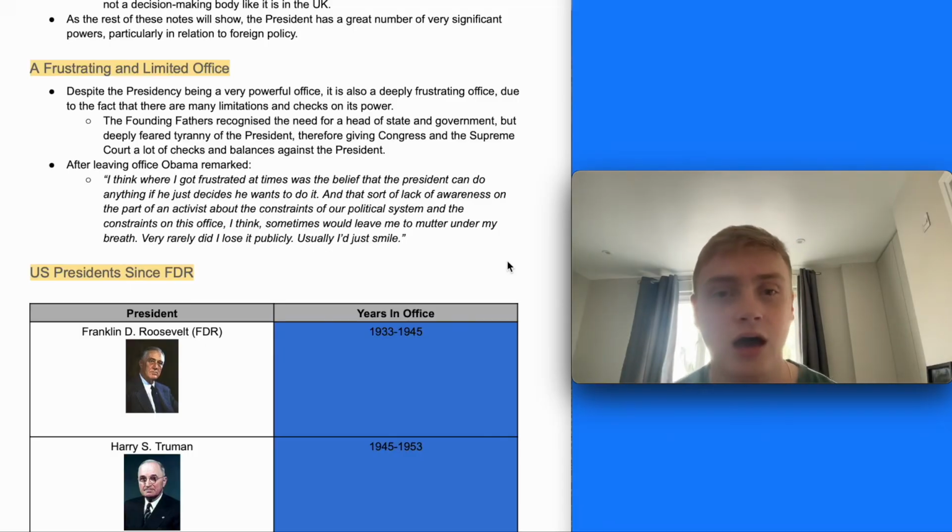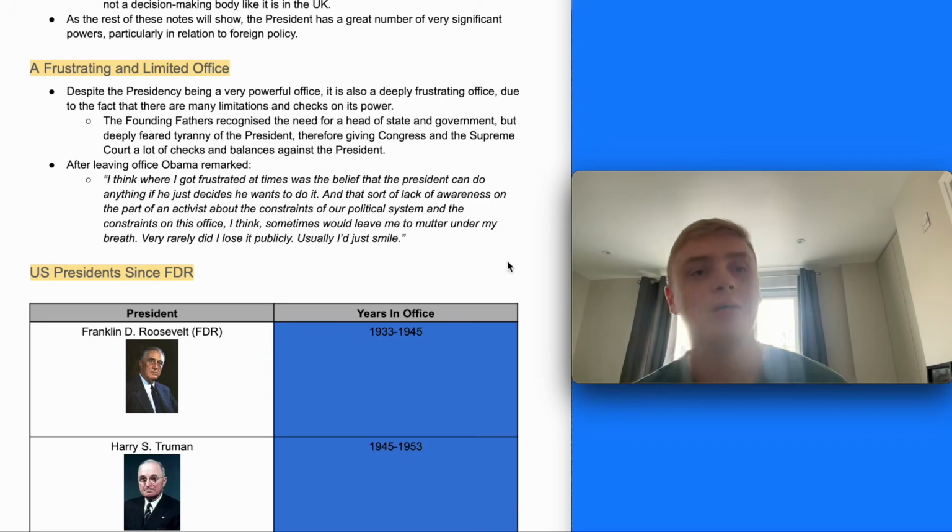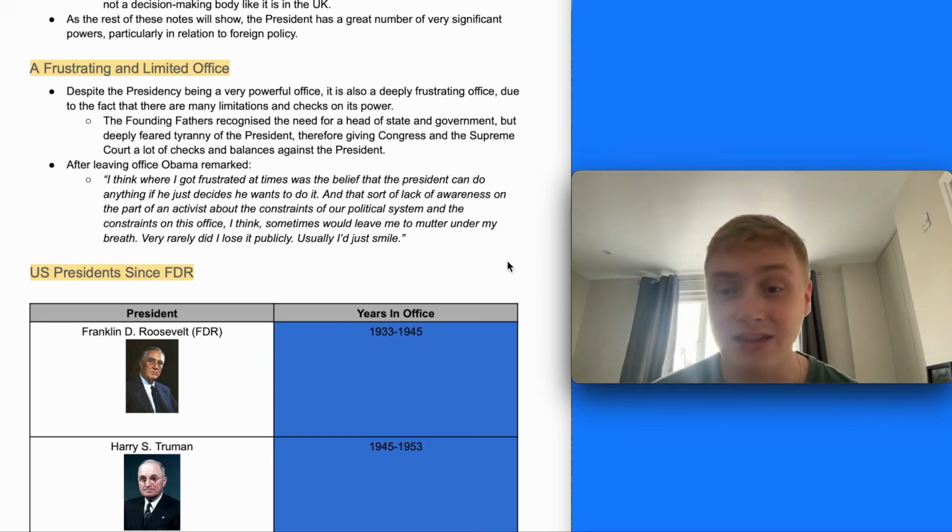So I think that shows how potentially many think that the president has more powers than they do, and they're in fact very limited from achieving their goals by the checks and balances in the Constitution, by Congress and the Supreme Court.